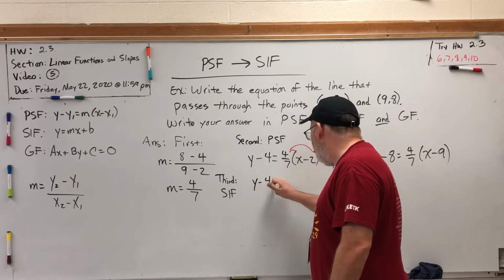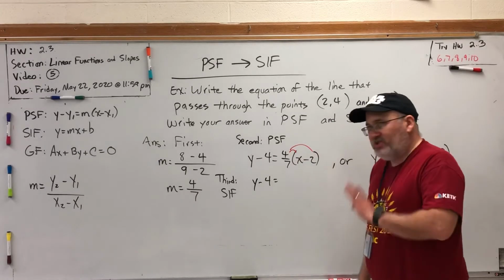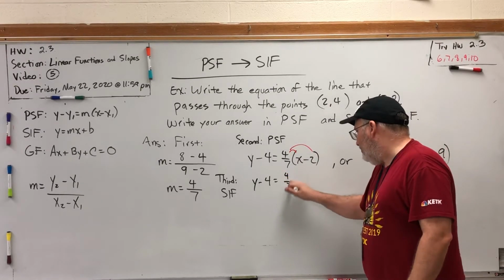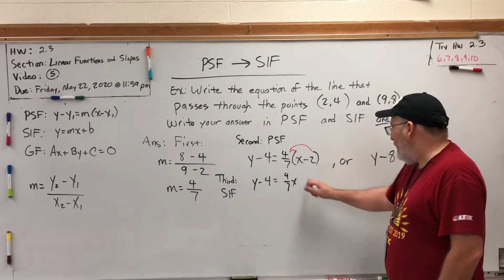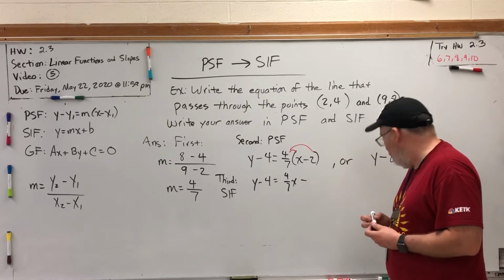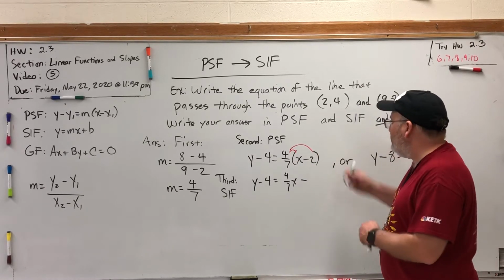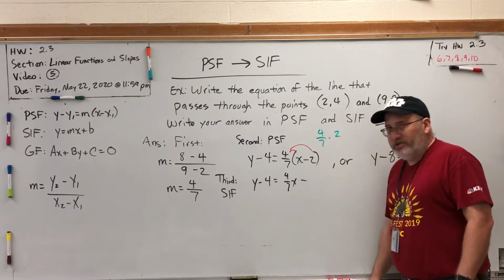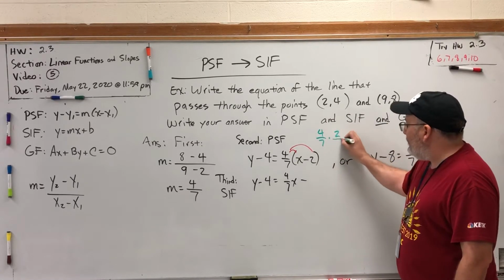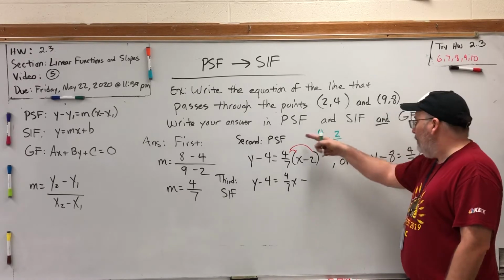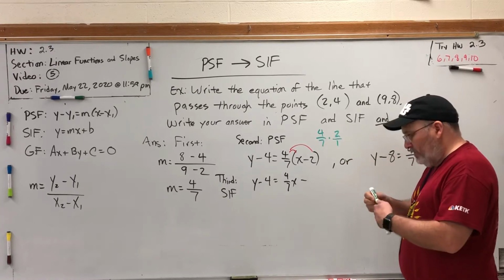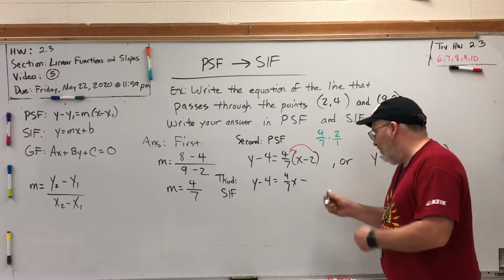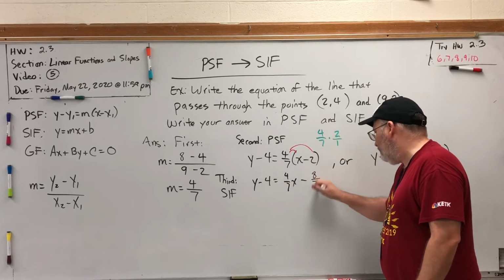Y minus 4 equals 4/7 times x, not a problem, 4/7 x. But what about 4/7 times 2? Remember the rule for multiplying fractions. To multiply fractions, you simply multiply numerators and denominators. The 2, not being a fraction, can be put over 1. 4 times 2 is 8, 7 times 1 is 7. So 4/7 times 2 is 8/7.